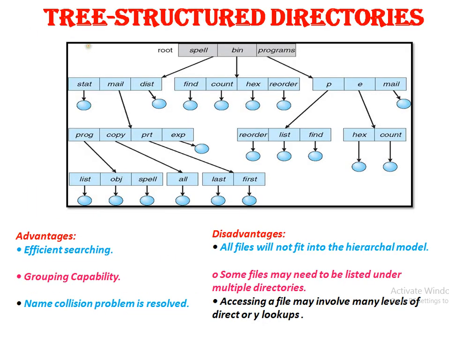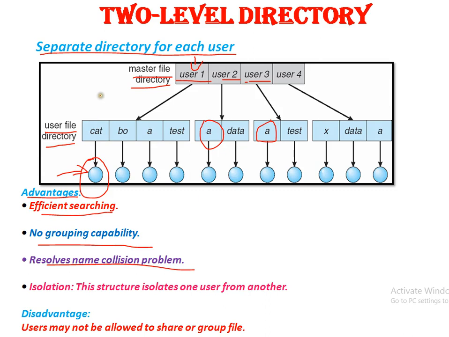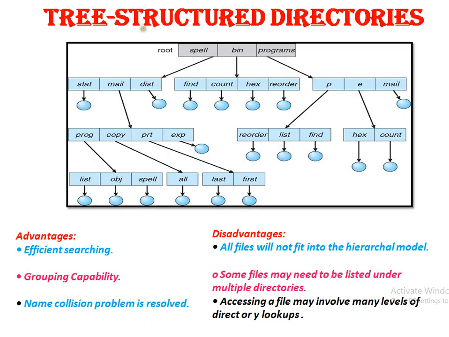Next, we shall see what is a tree structured directory. First we saw the single level directory, one directory followed by files. Then two level directories, the master file directory, MFD, and UFD, that is the user file directory. Next we shall see tree structured directories. As the name suggests, tree means you have n number of levels. A tree is the most common directory structure.